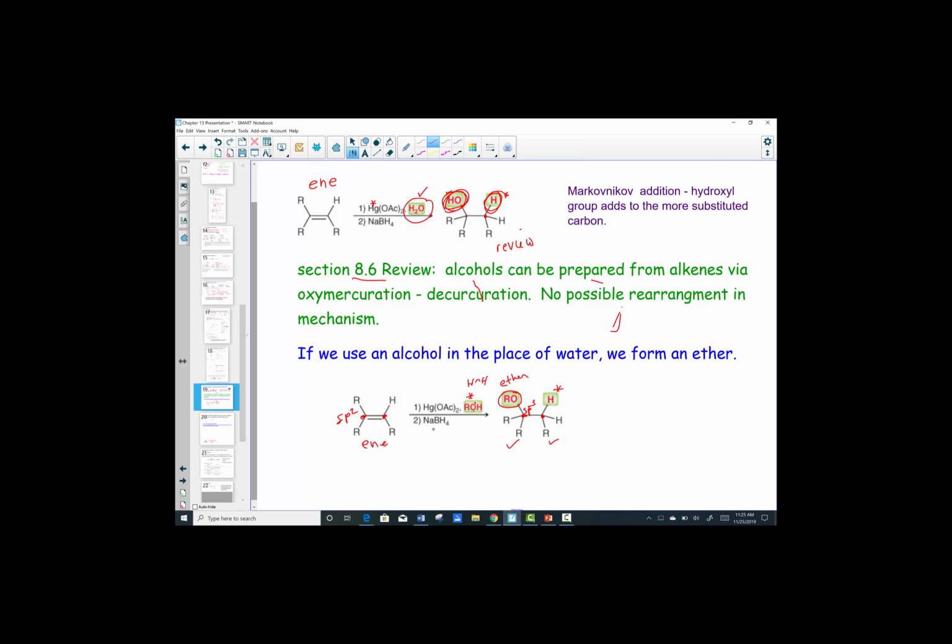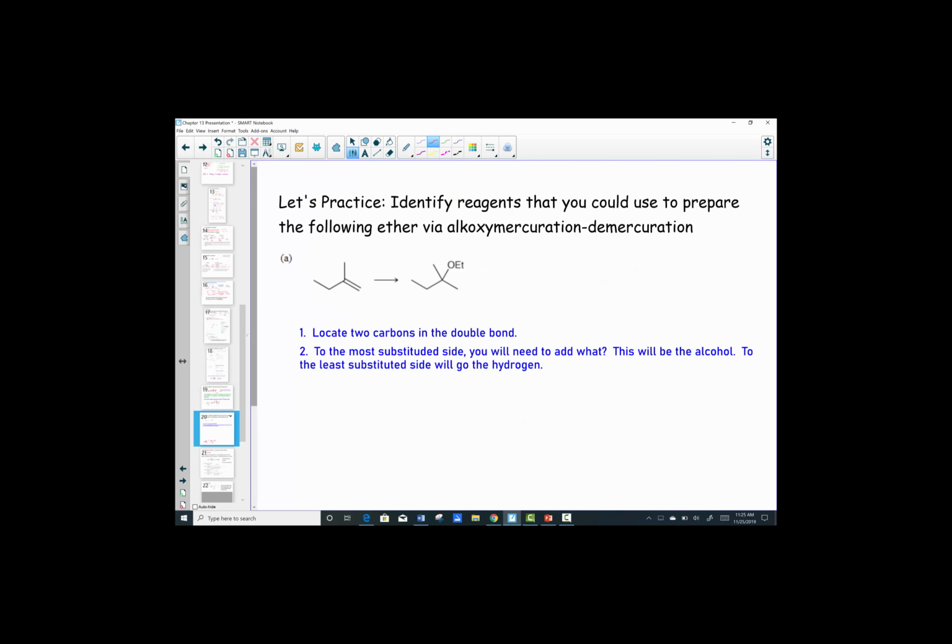And in step 2, NaBH4, same steps as above, we're just now using an alcohol. So let's try one. Identify reagents that you could use to prepare the following ether via alkoxymercuration-demercuration. We know that's going to be the case because I'm starting with an alkene. So that's your clue that those are going to be the reagents necessary.